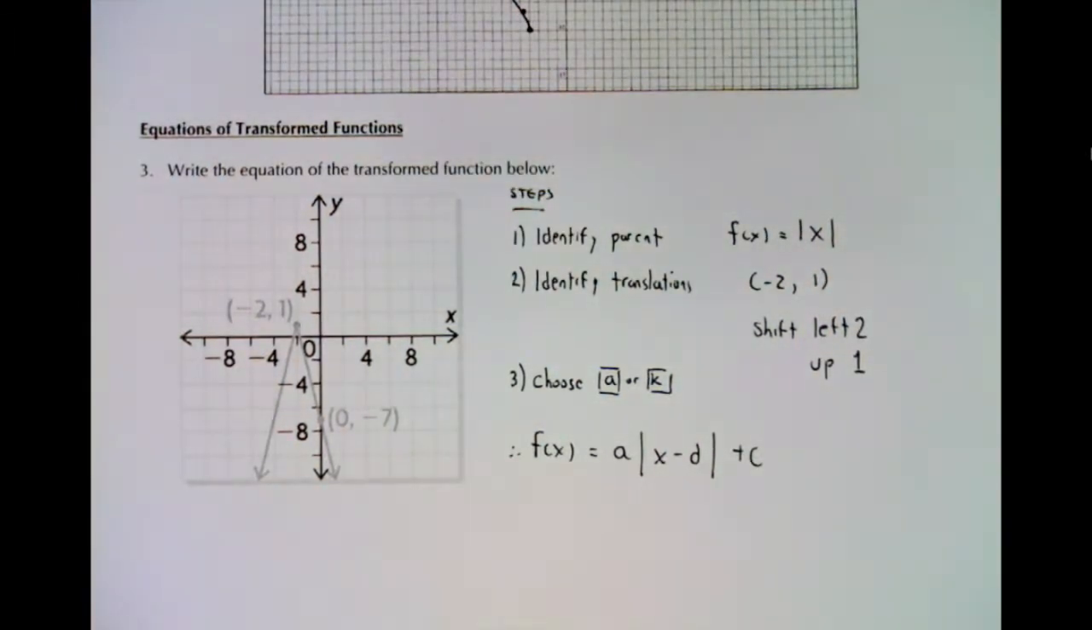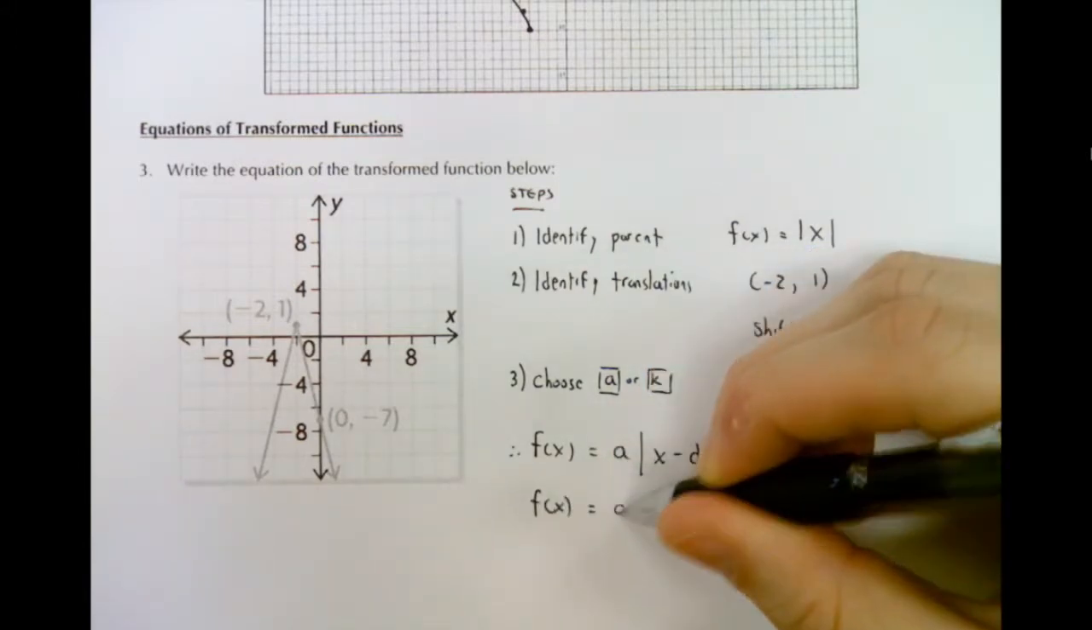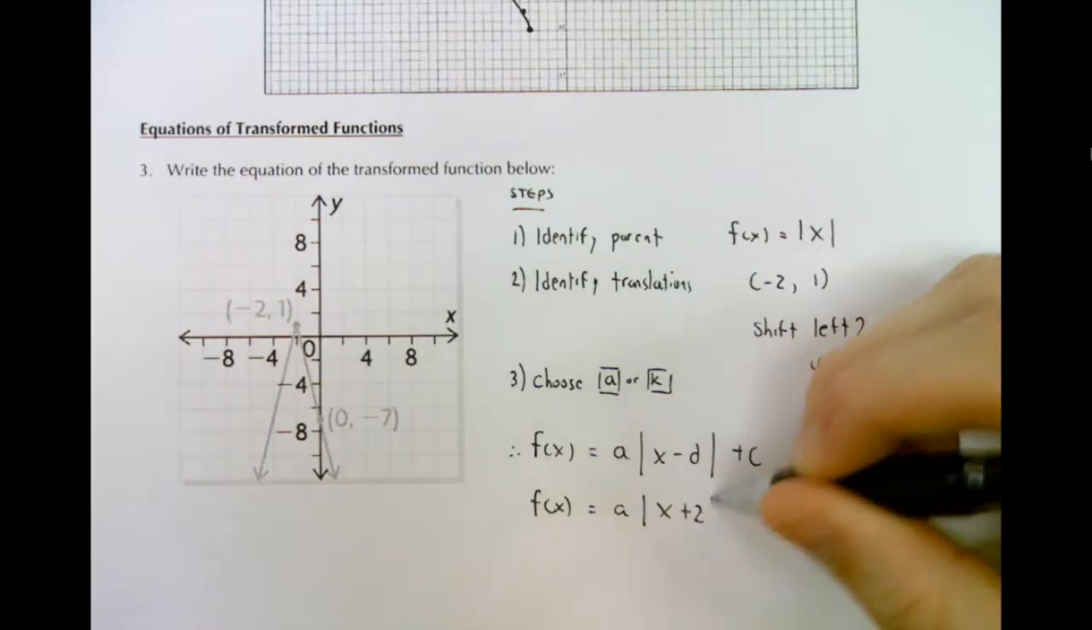So we can fill in a couple already. Left 2 means that d is negative 2. And up 1 means that c is 1. So we can fill those in. F of x equals a, absolute value of x minus negative 2, which would be plus 2, plus 1.